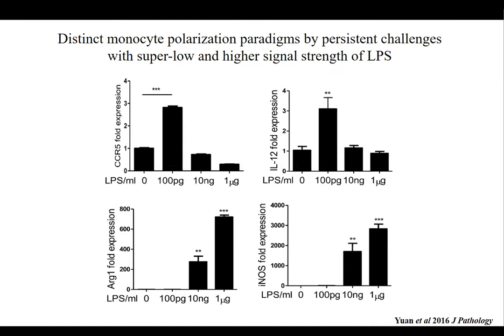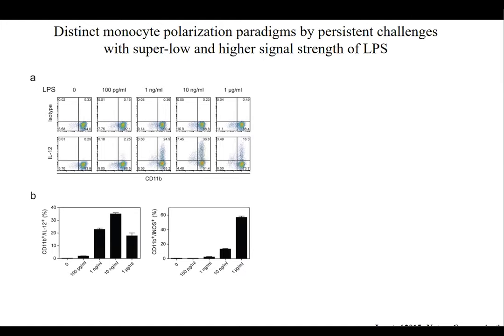Not only can we demonstrate that at the total population level, we can also do flow cytometry, looking at the percentage of cells expressing IL-12 or iNOS. We have a similar scenario. With a lower dose of endotoxin, we start to see a higher population of cells expressing IL-12, but with increased endotoxin levels, the population of cells expressing IL-12 decreases. In contrast, the population of cells expressing iNOS keeps increasing.